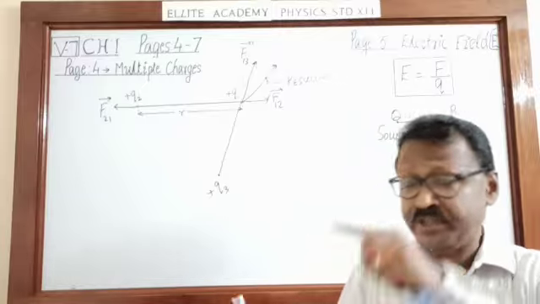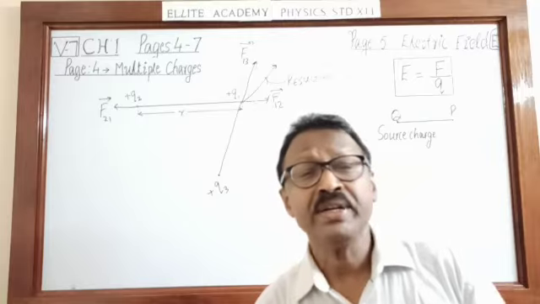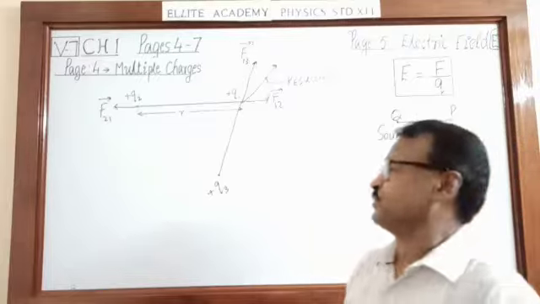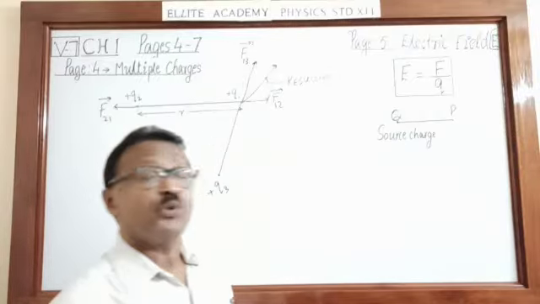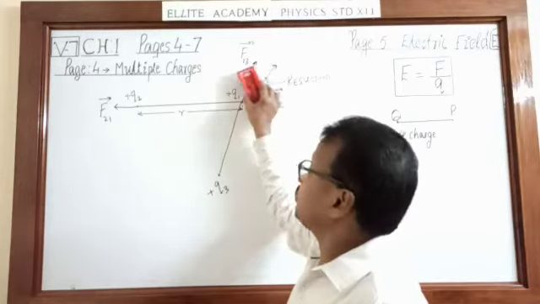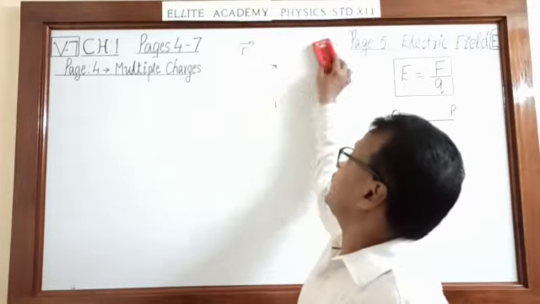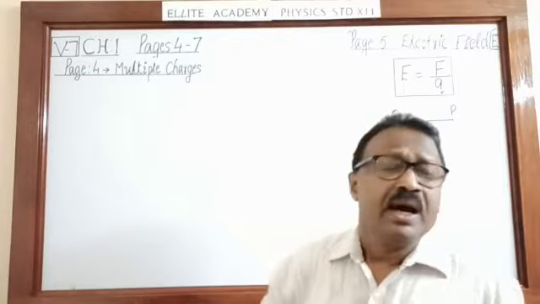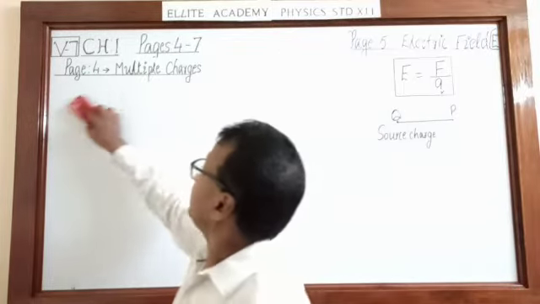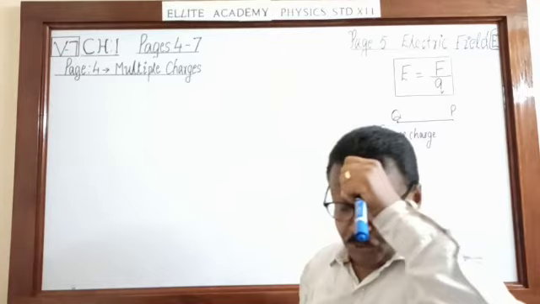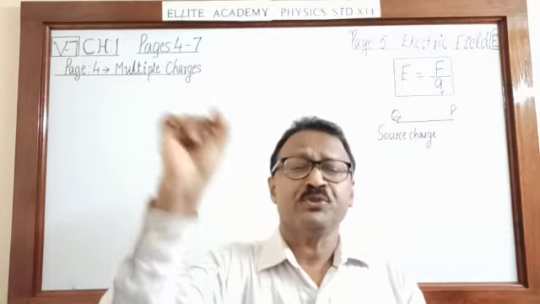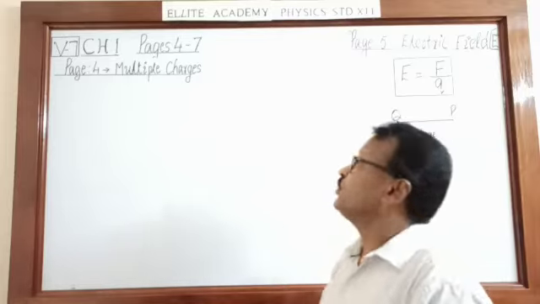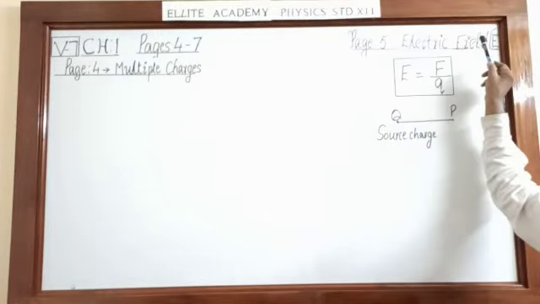What about the intermediate mathematical parts? Not required. In the higher studies, we come across. So multiple charge idea is over. I repeat, force between 2 charges does not depend on presence of other charges. Then, the second part, the force due to a system of charges is the vector sum of individual forces. That idea we got. Now we go to page number 5, electric field.